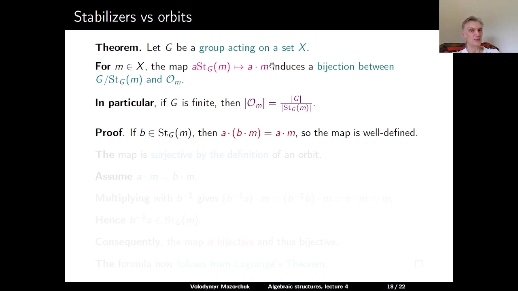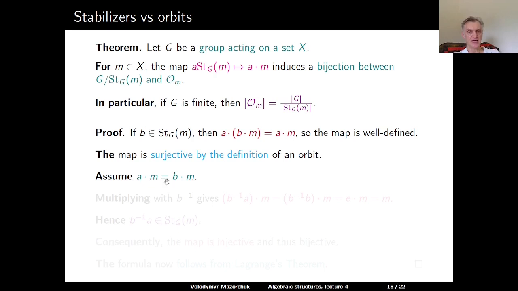So this means that this map is well defined. It doesn't depend on the choice of the element in this coset. And of course, this map, coset goes to an element, is surjective by the definition of the orbit. The orbit consists of all elements as on the right-hand side. So we have a surjective map from cosets to orbits. Let's prove that it is also injective.